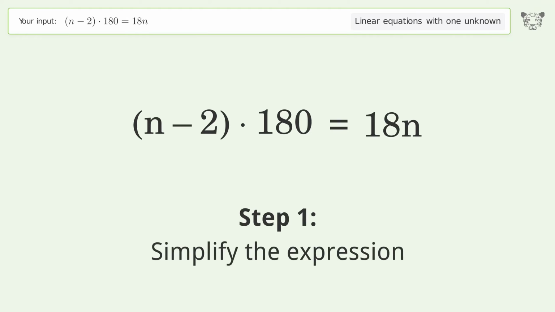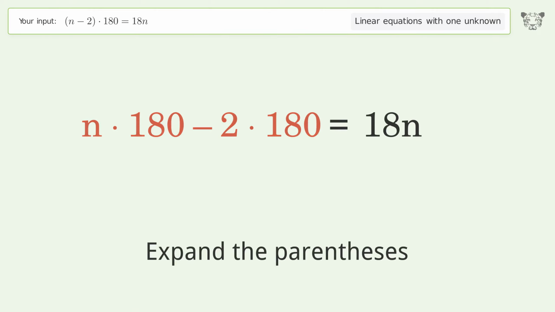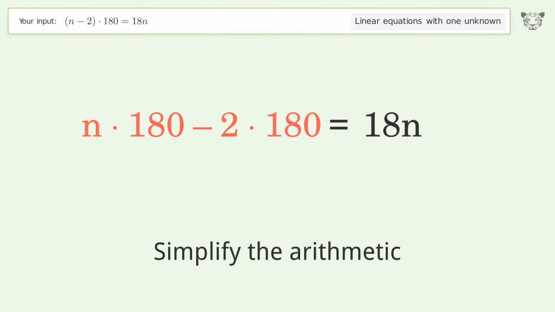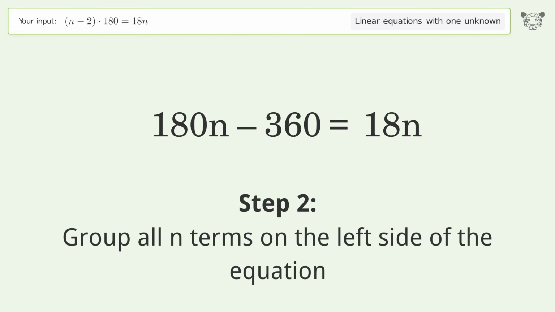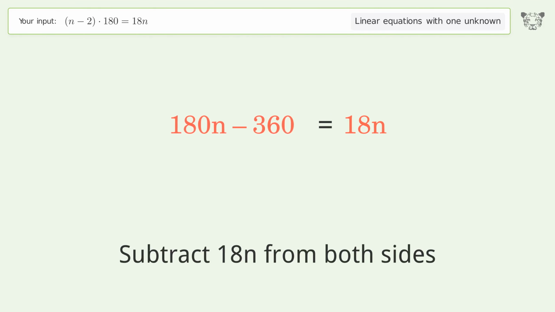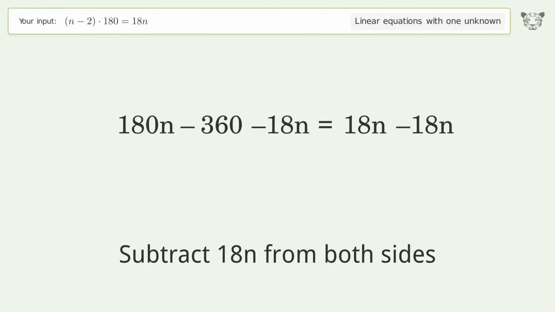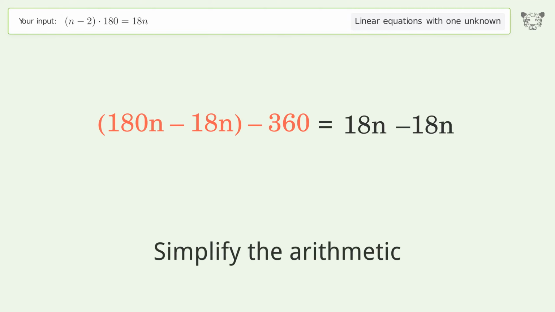Simplify the expression. Expand the parentheses. Simplify the arithmetic. Group all n terms on the left side of the equation. Subtract 18n from both sides. Group like terms. Simplify the arithmetic.